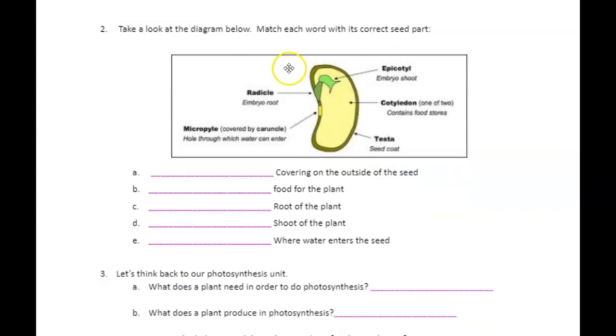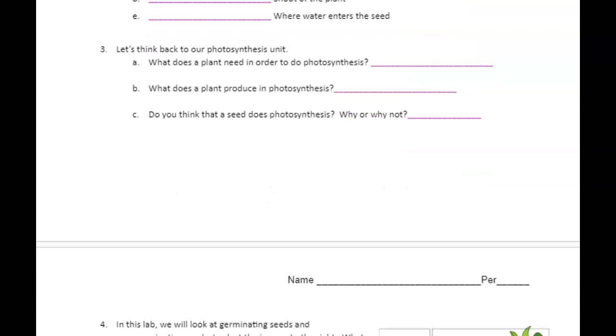Down here, we have matching the correct part. So there's some descriptions here, and you should be able to use the description or just by looking at it, in order to answer those questions.